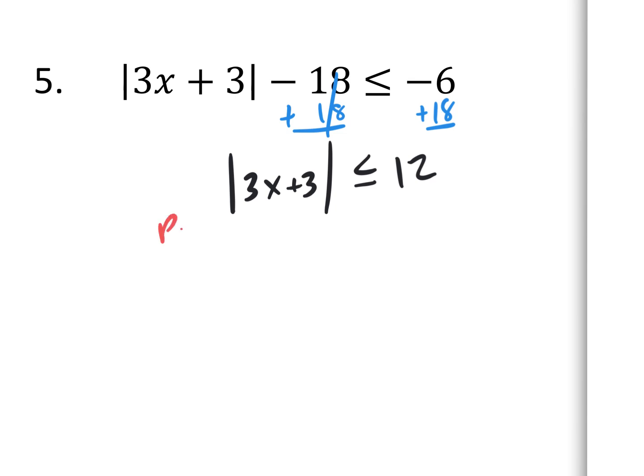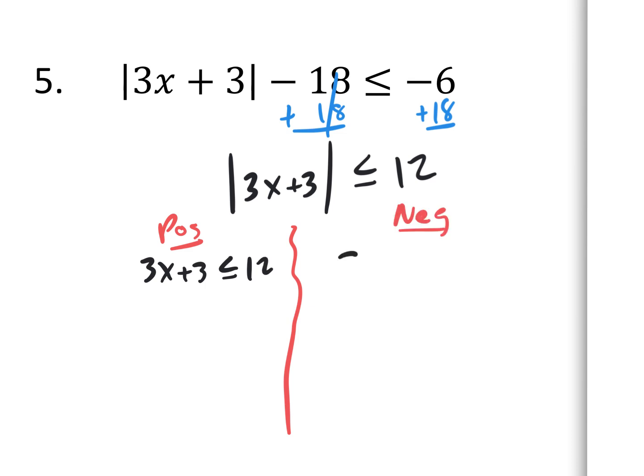So we're going to do the positive situation and the negative situation. The positive situation is writing it exactly the way it is without the absolute value symbols. The negative situation is the same thing, 3x plus 3, but we flip the inequality, change the inequality, and also slap a negative on that 12.